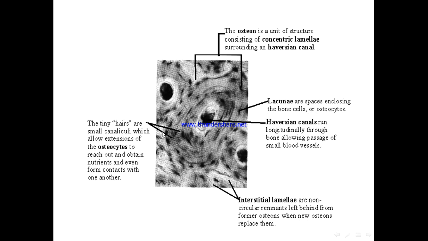This is tiny hair, these are small canaliculi which allow extension of the osteocyte to reach out and obtain nutrients and even form contact with one another.